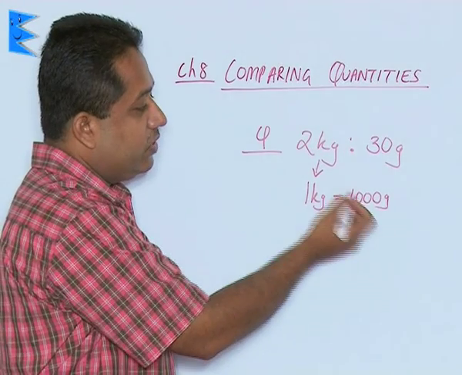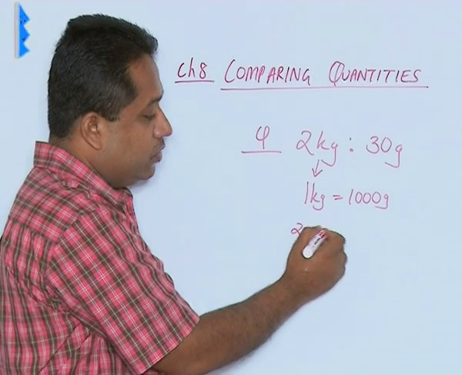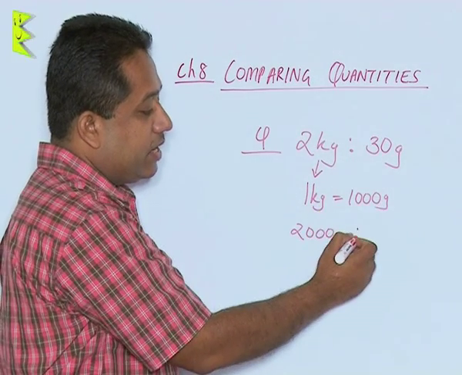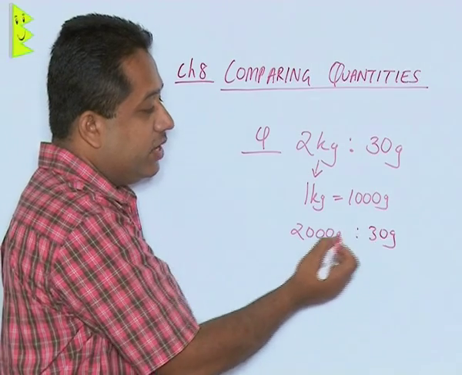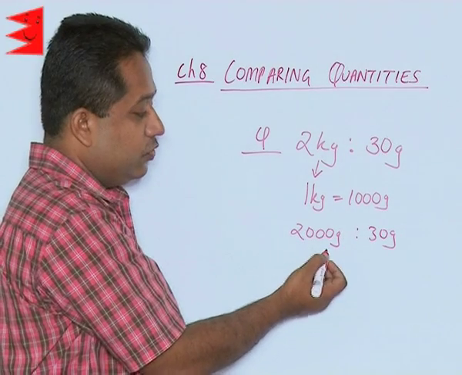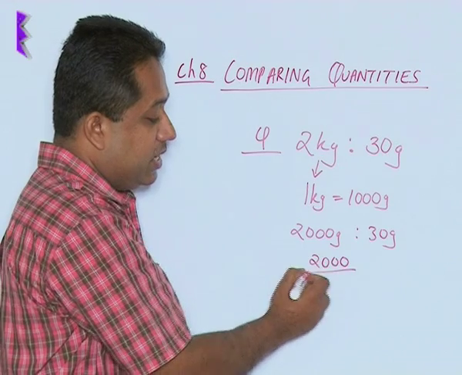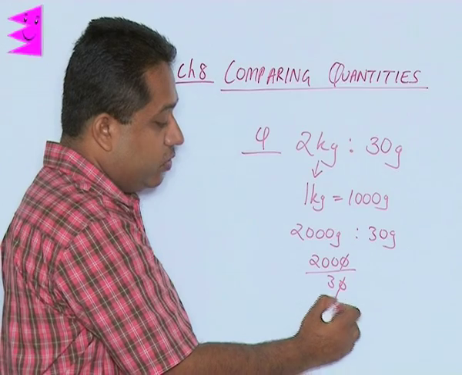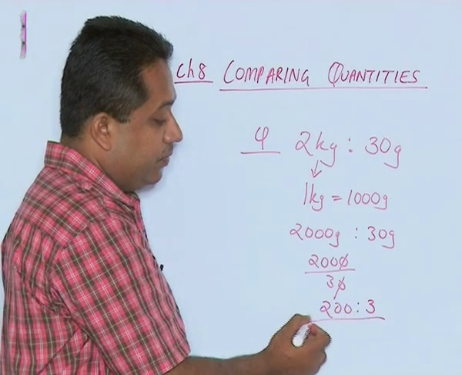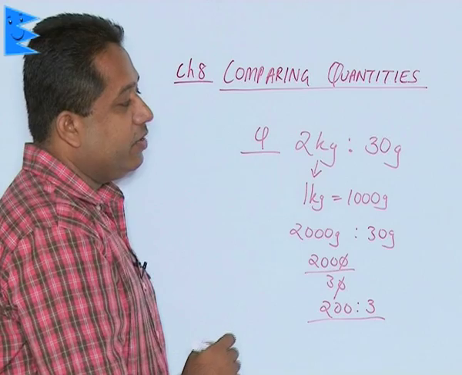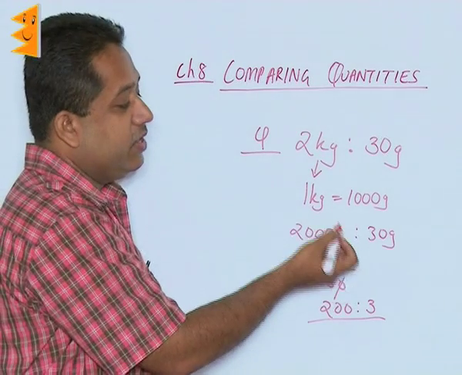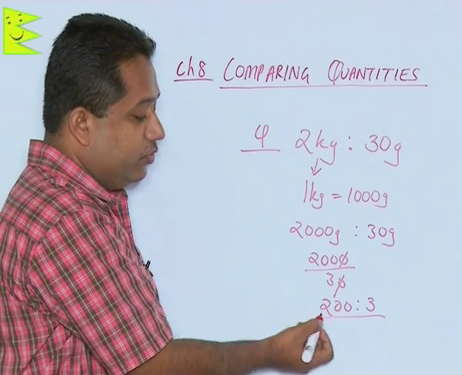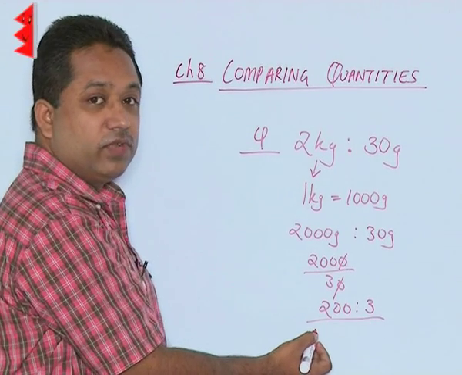So, if 1 kg is 1000 grams, 2 kg will become 2000 grams, and once we convert this as 2000 grams, then we can compare it with 30 grams because both the quantities have been expressed in grams. So, therefore, if we compare 2000 and 30, we can cancel the zeros, and therefore, we can say the ratio is 200:3. So, this is the procedure for finding out the ratio between two quantities. Make sure that the units are same, and once the units are same, then we will reduce it to the simplest form and you will get the ratio of the two quantities.